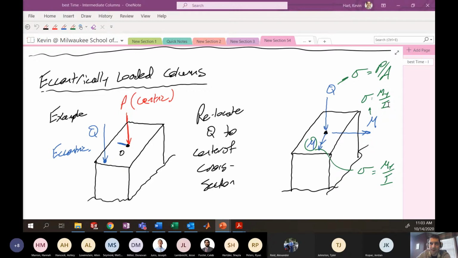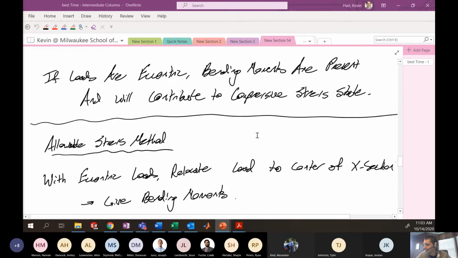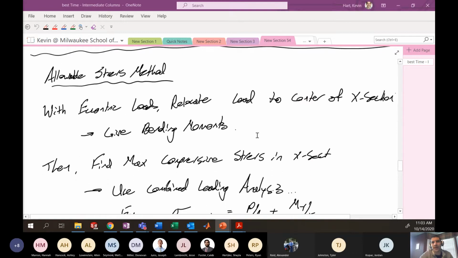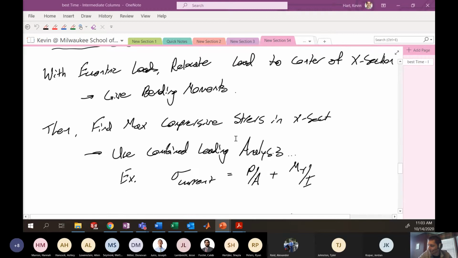So now we don't just have to worry about the centric loading providing P over A, a compressive load in one direction. We also have to consider what other compressive loads come from relocating this eccentric load to the center of the cross-section. The way we're going to attack these buckling problems is using what's known as the allowable stress method. With eccentric loads, we can relocate the load to the center of the cross-section, and that creates bending moments.